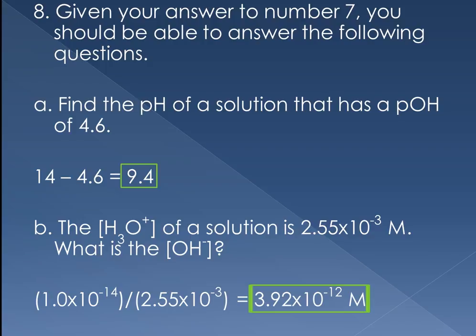Also, we learned that the multiplication of the concentration of H plus and OH minus will give you 1.0 times 10 to the negative 14. So when we're given the concentration of H3O plus is 2.55 times 10 to the negative 3, and to find the concentration of OH minus, all one must do is divide 1.0 times 10 to the negative 14 by the concentration, so 2.55 times 10 to the negative third, to give us 3.92 times 10 to the negative 12 molarity.